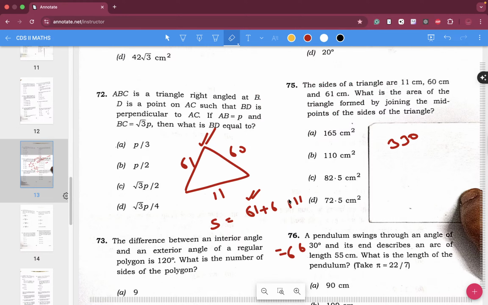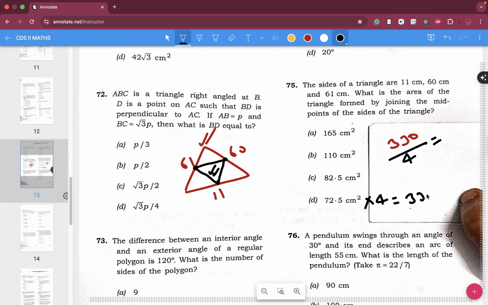Now they are asking what is the area of the triangle formed by joining the midpoints. This is the midpoint. The area of the triangle formed by joining the midpoints of the triangle is 1/4 of it. This is the standard result, folks. 1/4 of 330 is 82.5.